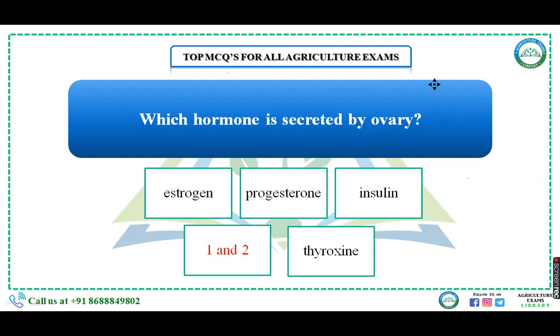Which hormone is secreted by the ovary? Estrogen, progesterone, insulin, 1 and 2, thyroxine. If you see, thyroxine is secreted by the thyroid gland, while insulin is secreted by the pancreas, while estrogen and progesterone are secreted by the ovary. And testosterone is secreted by the testes.